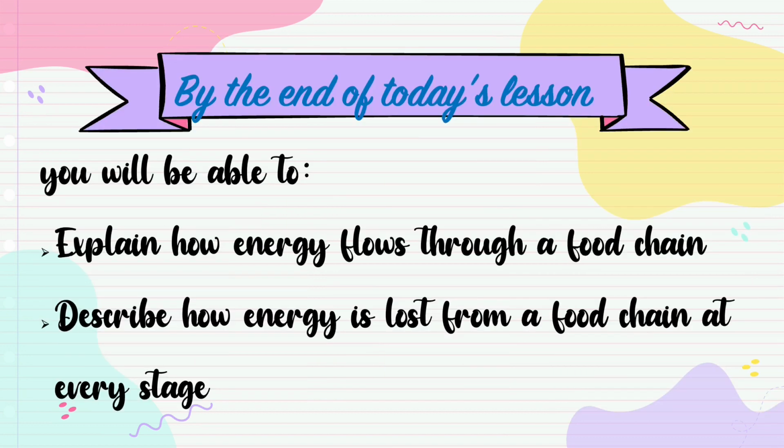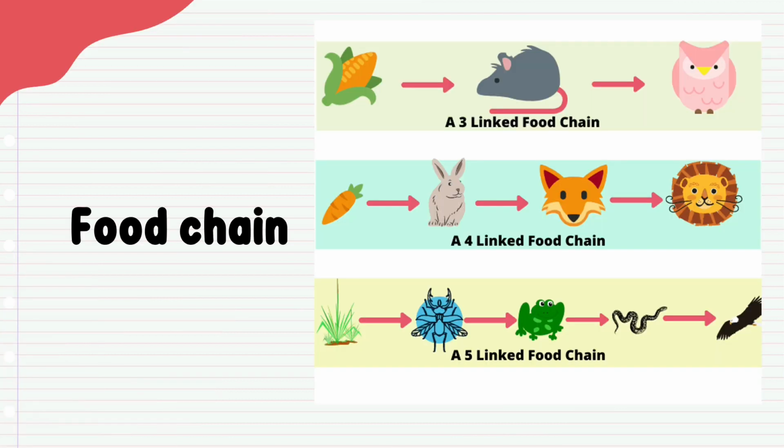So by the end of today's lesson, we are going to see how energy flows through a food chain and how energy is lost from a food chain at every stage. So you already know what's a food chain, right? It's a chain which shows how energy is transformed from the producer through the different consumers.